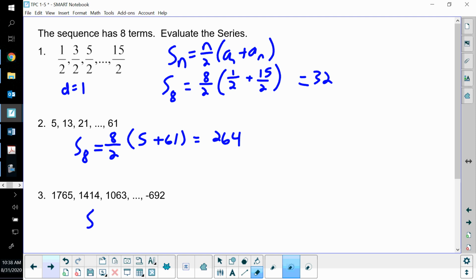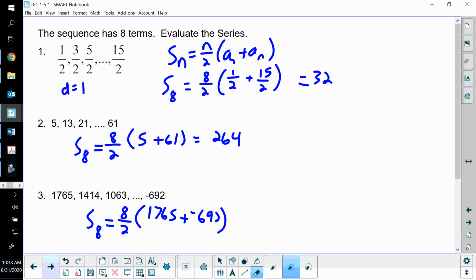And lastly, same idea. S8 is equal to 8 over 2. 1765 is our a1. Now, for this last term, we can either do plus a negative, or plus a negative is really just a minus. You could put it in as just a minus if you wanted as well.